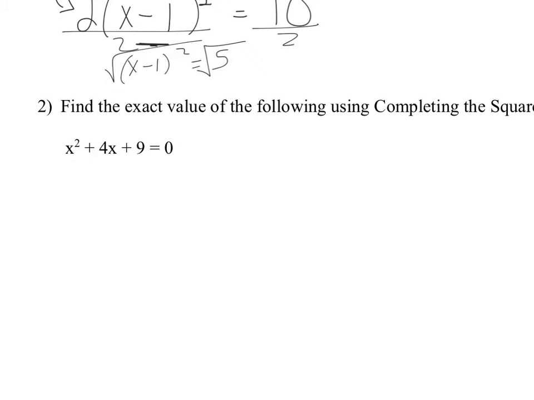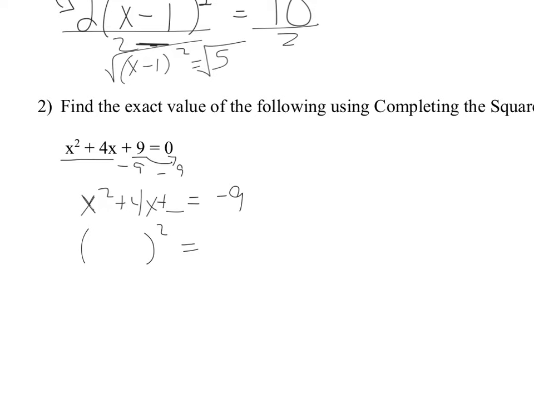Okay, first step, letters on one side. This guy's got to move. So I'm going to subtract 9. So I have x squared plus 4x equals negative 9. There is the leading coefficient, I guess. I don't know. The leading coefficient here is 1, so we're good. We don't have to factor anything out. All we have to do is make that binomial here.